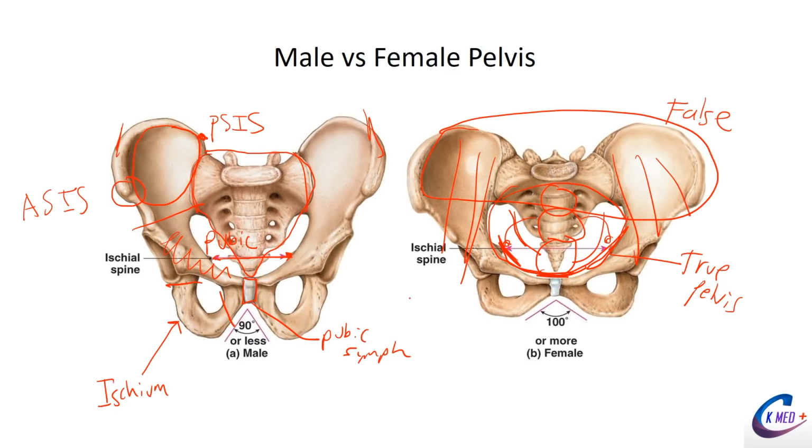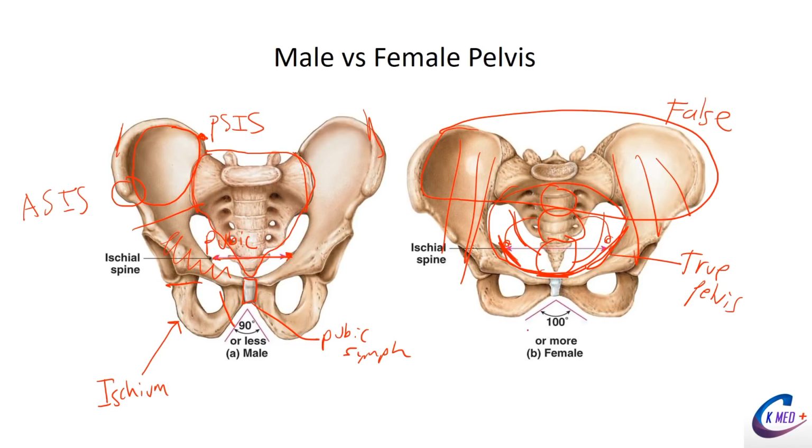Now, how do I differentiate a pelvis between a man and a woman? Usually it's quite distinguishable as far as the true pelvis shape, where a female pelvis is more heart-shaped, whereas a male pelvis is more oval-shaped, but that's not a really good way.